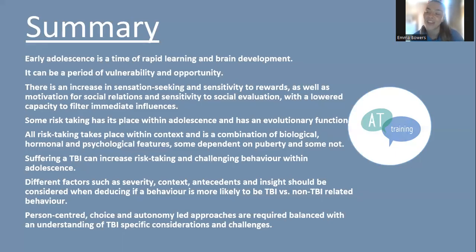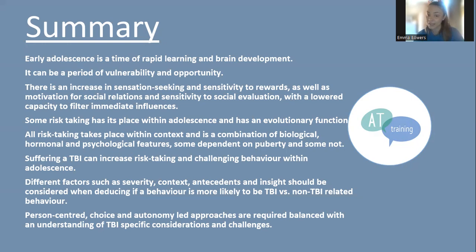Okay, next and final slide. So just a summary for us here. Early adolescence is a time of rapid learning and brain development. It can be a period of vulnerability and also opportunity. There's an increase in sensation seeking and sensitivity to rewards, as well as motivation for social relations and sensitivity to social evaluation, but with that lowered capacity to filter immediate influences.